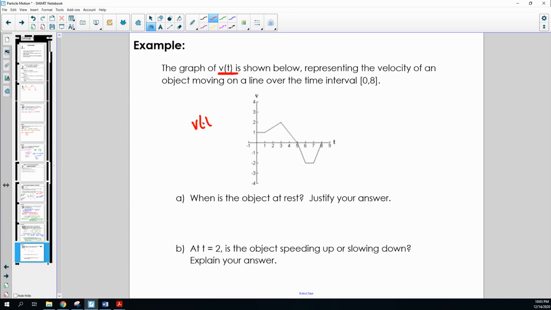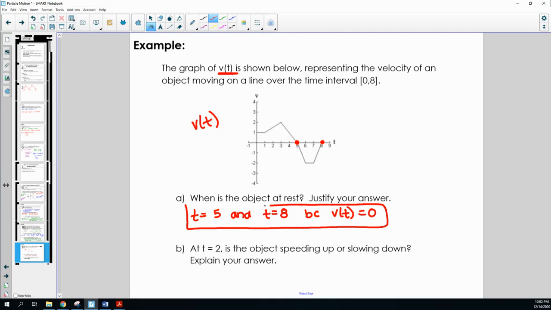So since this is the velocity, where is this equal to 0? Well, that's equal to 0 here and here. So we'll say that t is equal to 5 and t is equal to 8. And justifying my answer would be because v of t is equal to 0. So we'll just box that.